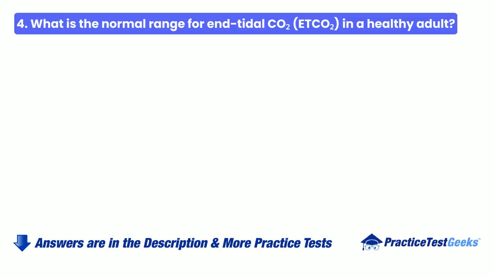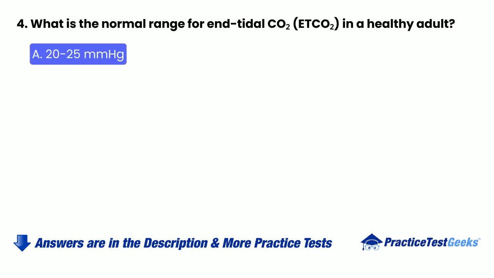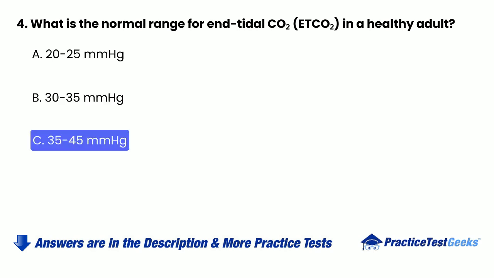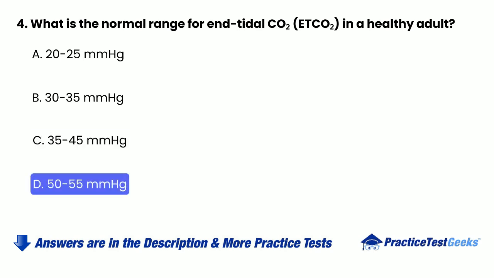4. What is the normal range for end-tidal CO2 or EtCO2 in a healthy adult? A. 20 to 25 mm of mercury. B. 30 to 35 mm of mercury. C. 35 to 45 mm of mercury. D. 50 to 55 mm of mercury.